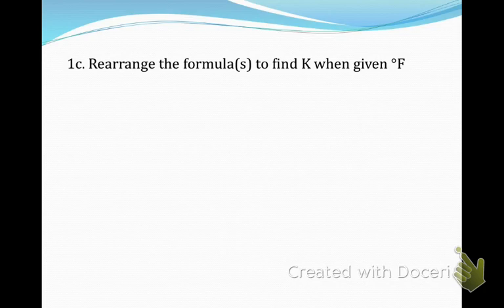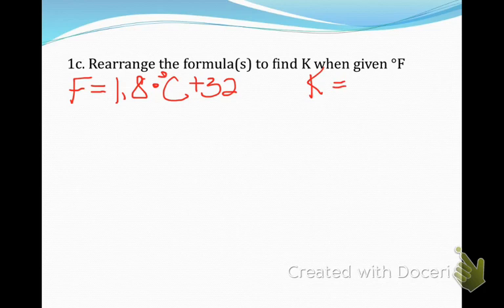Next, rearrange the formula to find K when given degrees Fahrenheit. So here I need to use both formulas. The first formula is F is equal to 1.8 times degrees Celsius plus 32, and the other equation I have is Kelvin is equal to 273 plus degrees Celsius. Well, I know that I have C in common for both of these. In fact, I just isolated them. So I'm going to go ahead and grab that from what I had before.